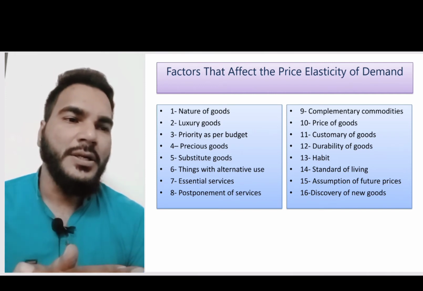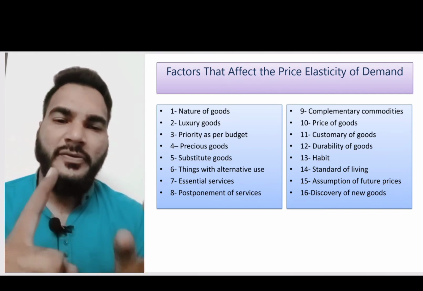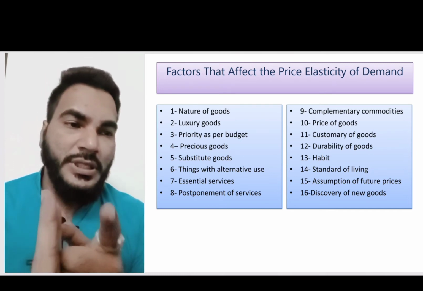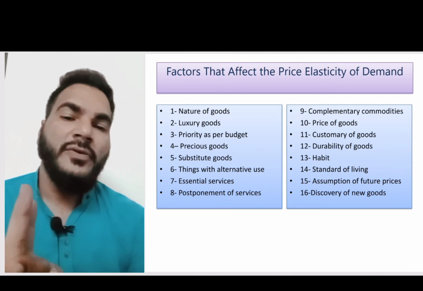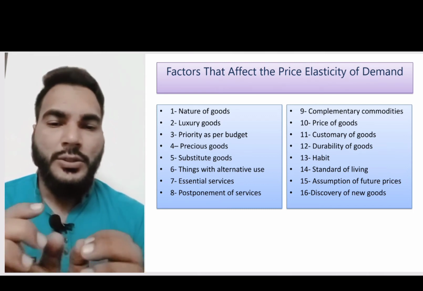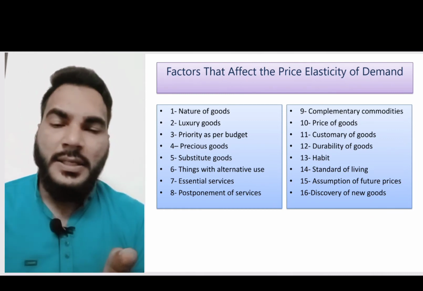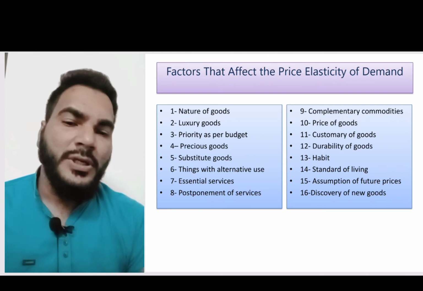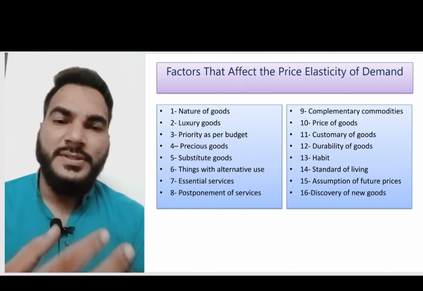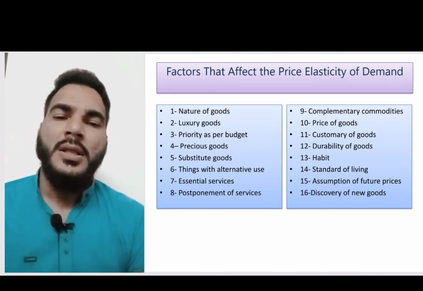Then we have standard of living. What does standard of living contain? Standard of living contains food, shelter, clothing, education and health. These five things are very essential for everyone's life. We cannot ignore those things. So it is possible that the price increases, but we never think about the demand. We are always ready to pay the amount for these things because they are very important and can actually improve our standard of living.